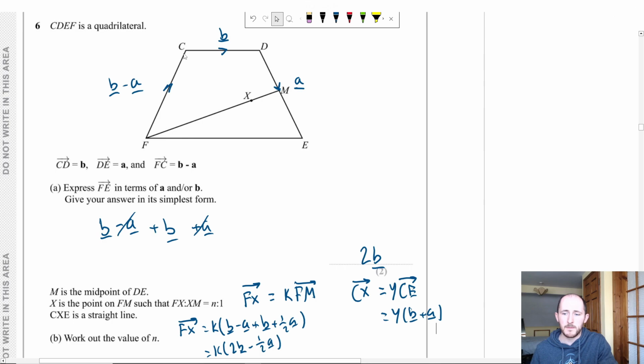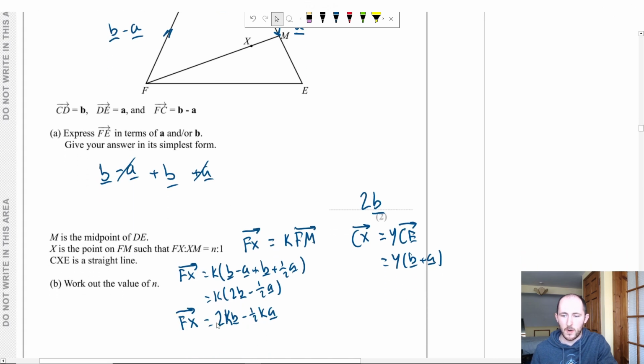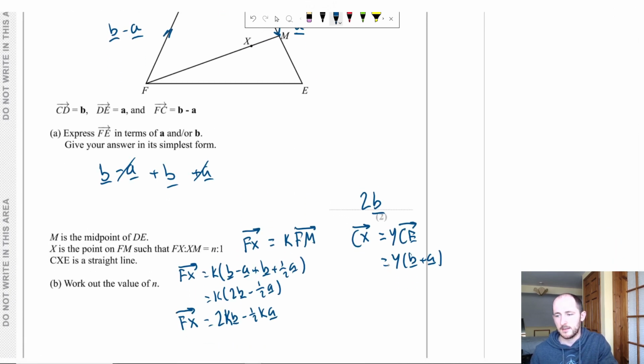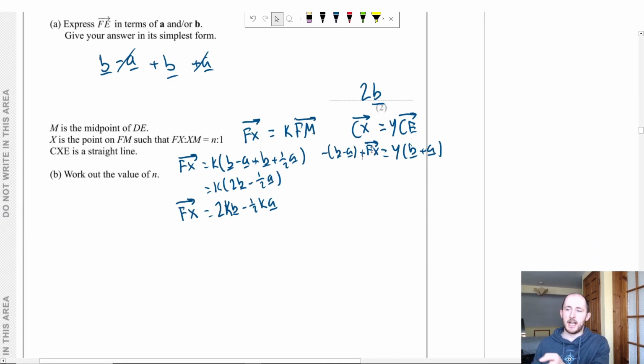But what we could do is we could literally just have minus this vector, so go down this way, and then plus f of x, and we know what f of x is already. So that's exactly what I'm going to do. I'm going to say that Cx is minus of this vector and then plus f of x. So now if I look at this, I actually have two equations for fx, which means I can do simultaneous equations. So I'm going to expand both sides and set them equal to each other.